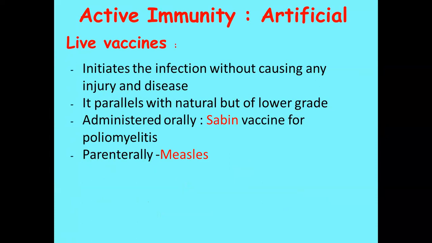There are two types of polio vaccines. One is the Sabin type, and the other is the Salk type. Sabin is the one that is alive, and the Salk type is the one that is killed. And parenterally, what we are administering is the measles vaccine.